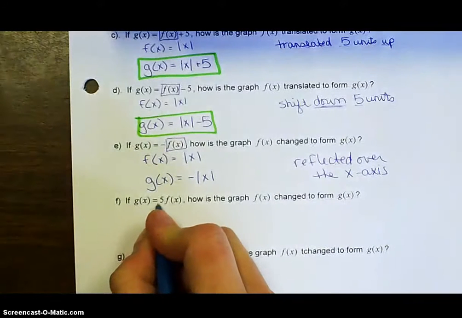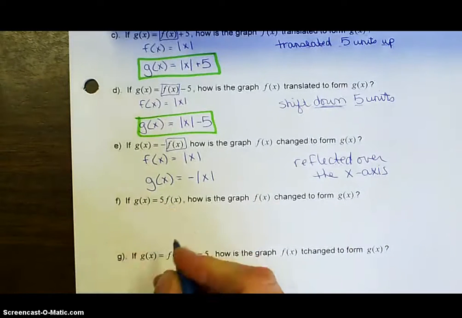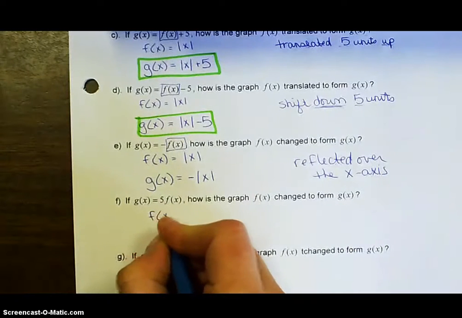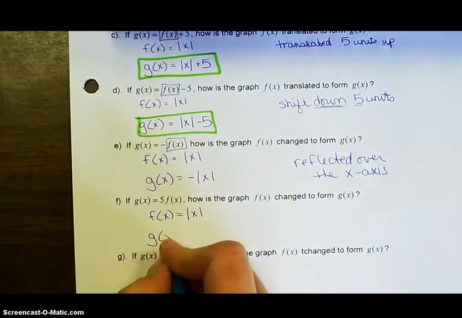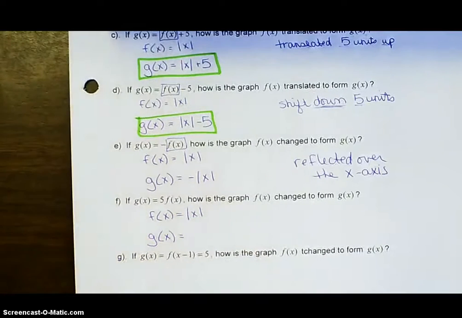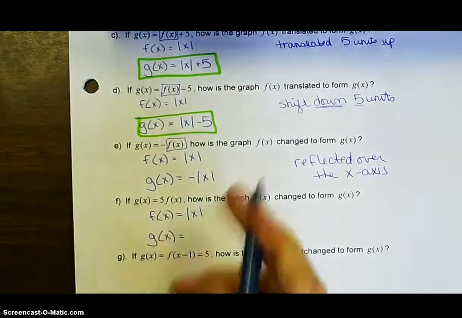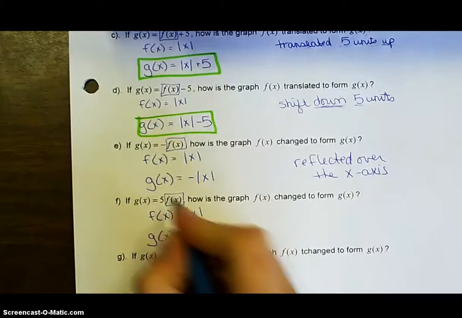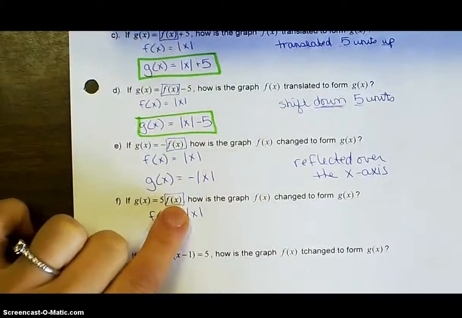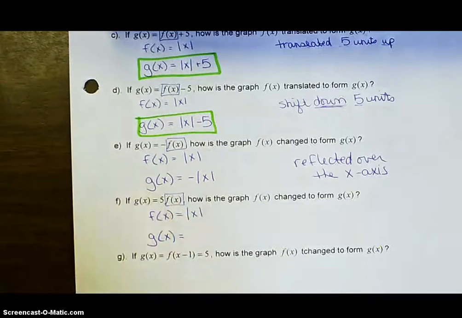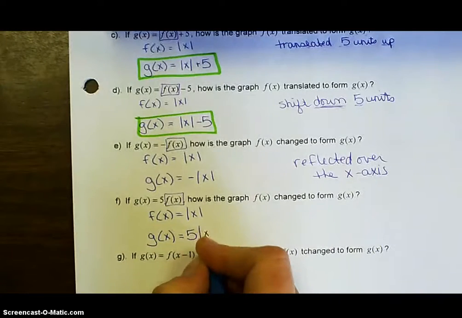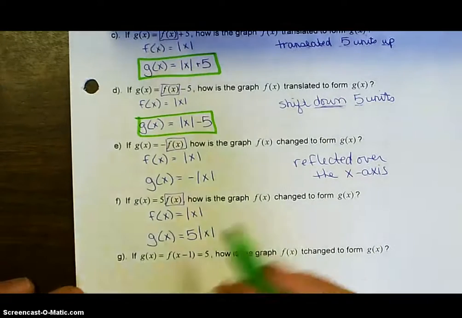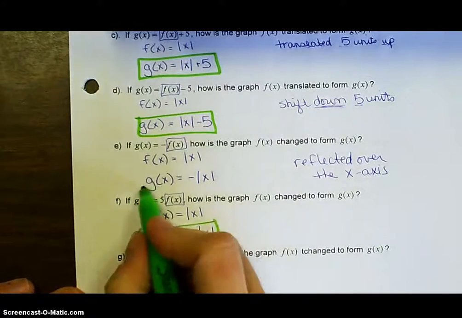So g of x equals 5 times f of x. Let's start by writing our function. Now we want to write our new function, g of x. This time it is going to be 5 times f of x. So we're not changing f of x at all. We're keeping it the same, but what are we going to do to the front? We're going to multiply it by 5. So this is 5 absolute value of x. All right, so there we go.